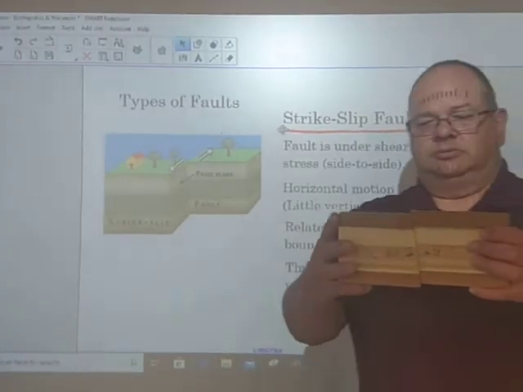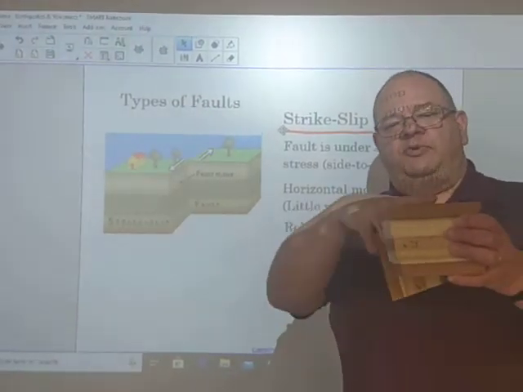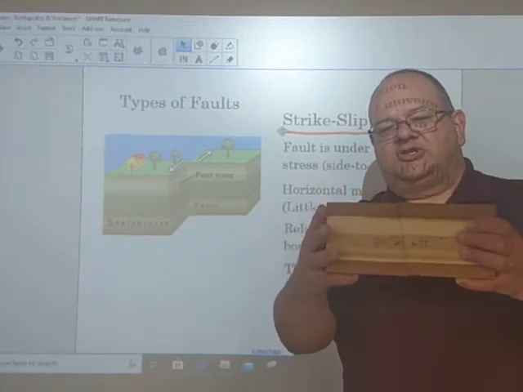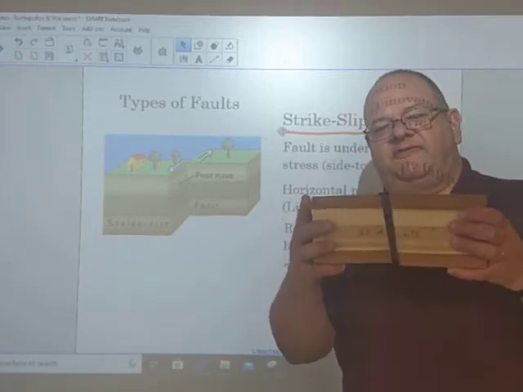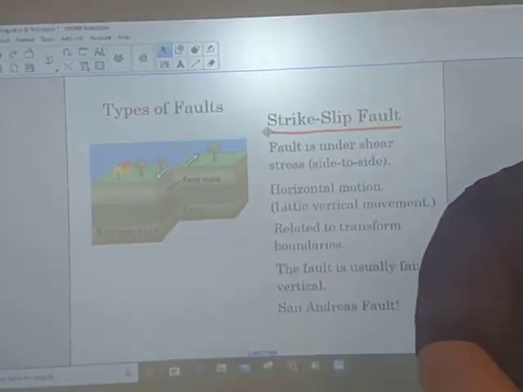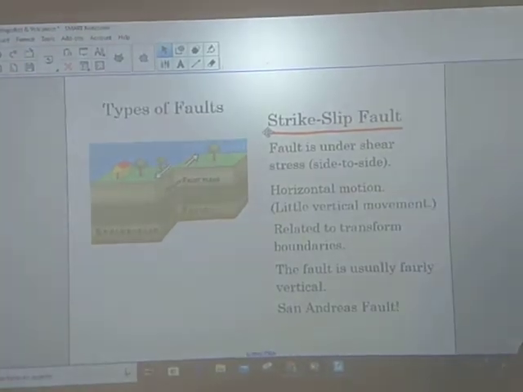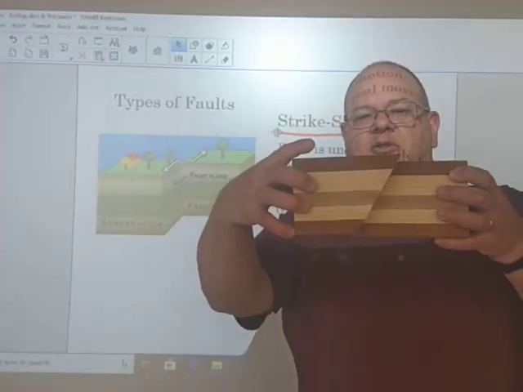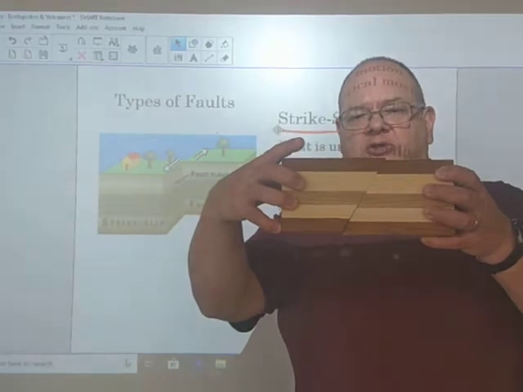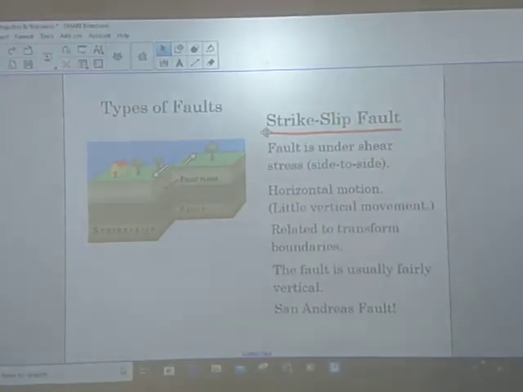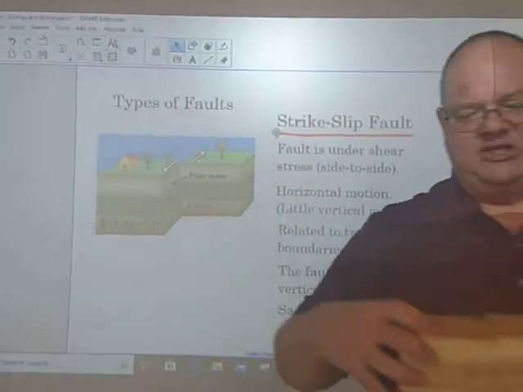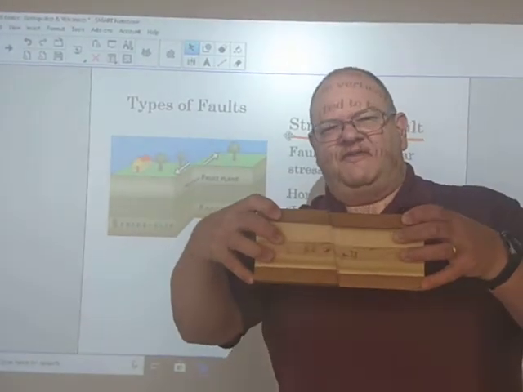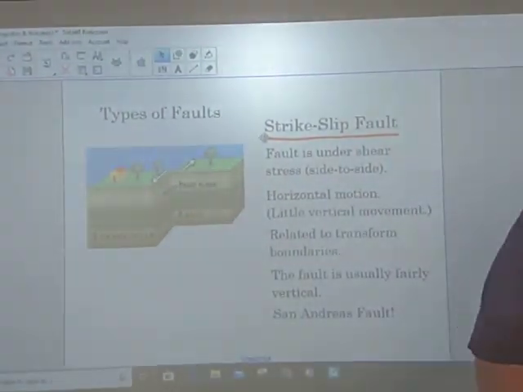The dip, which is the angle between horizontal and our fault, in strike-slip faults, the dip tends to be fairly vertical. And let me compare that for you. In this model, the dip is much more angled. Okay, so strike-slip faults tend to have fairly vertical dip.